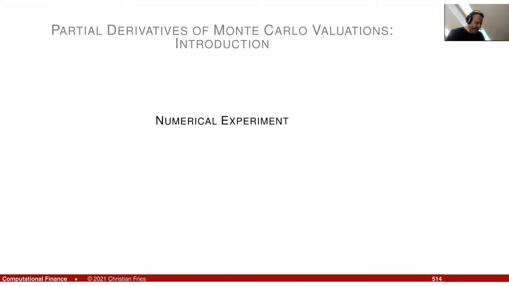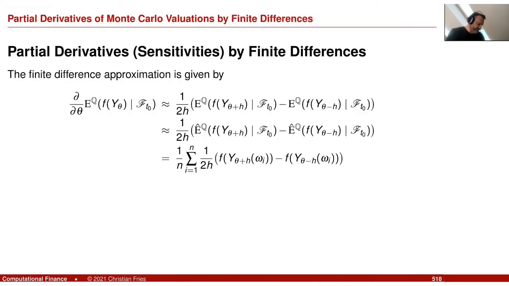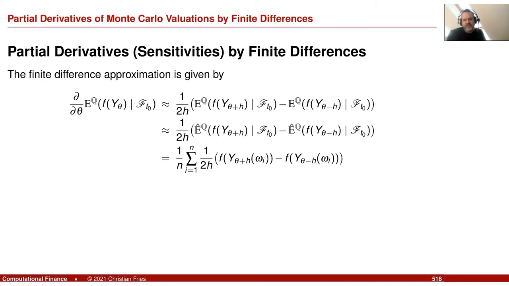And we looked into the finite difference method. So we looked at what happens if we approximate the partial derivative with finite differences. So we saw that this means that we apply finite differences on every path because we can interchange the Monte Carlo approximation and the finite difference operator. So this is just the Monte Carlo sum of a finite difference approximation on every path omega i.